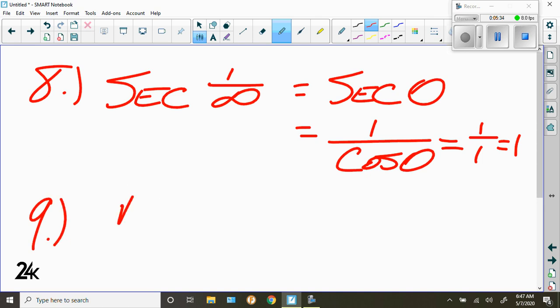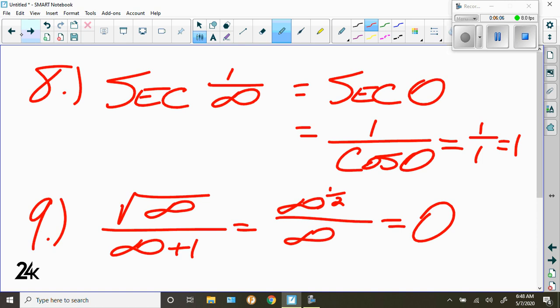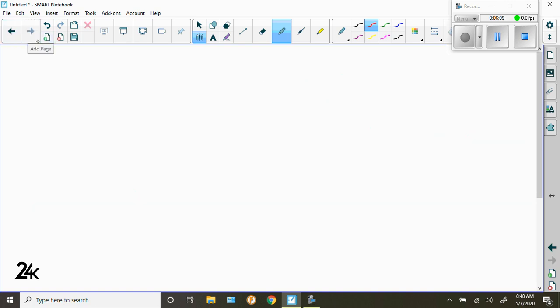Number 9. What is the square root of infinity over infinity plus 1? Well, this is really infinity to the half power. I don't practice ever writing the infinity symbol. All over basically infinity. So this guy is bigger on the bottom, so it's like 1 divided by infinity to the half power, which is going to be a really small number. We're going to call it 0. It's going to get really, really close to 0.